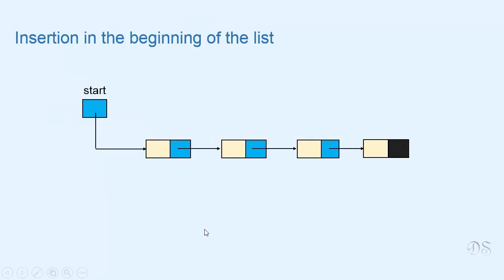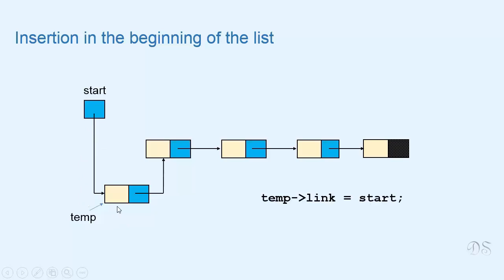Now first let's see how we can insert a new node in the beginning of the list. We allocate a new node, make this pointer temp point to this node. Now after insertion, this node will be the first node. So start should point to this node, and this node will become the second node of the list. So the link of this node should point to this node. So first we make link of this node point to this node. We write temp link equal to start because this node is pointed by start. Next, we change start and make it point to this node. So we write start equal to temp.